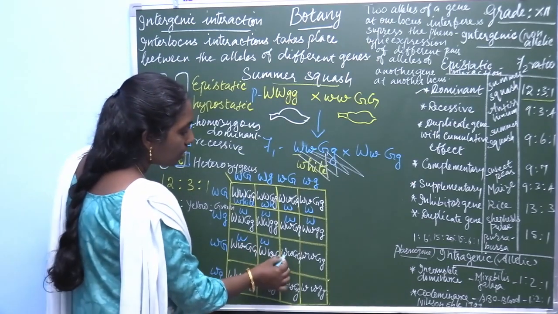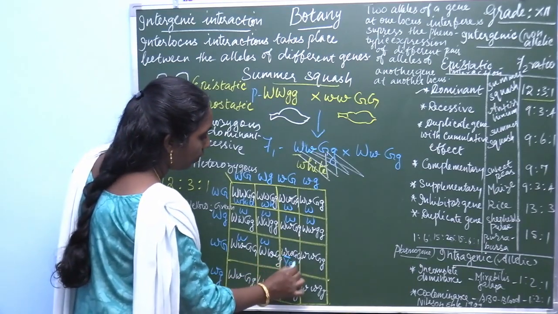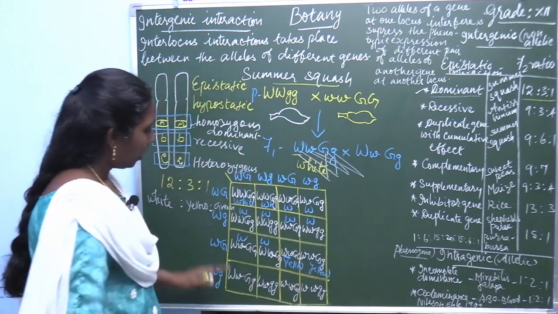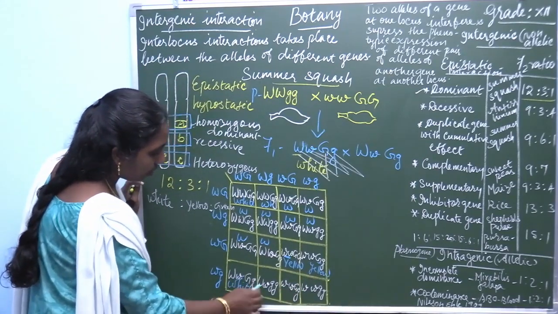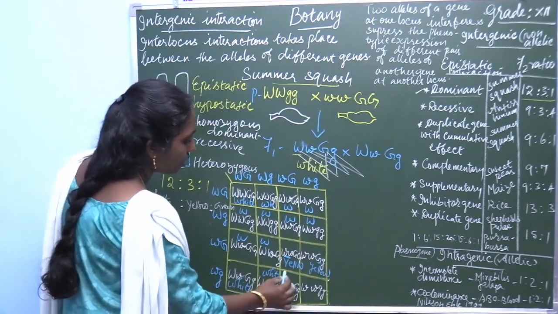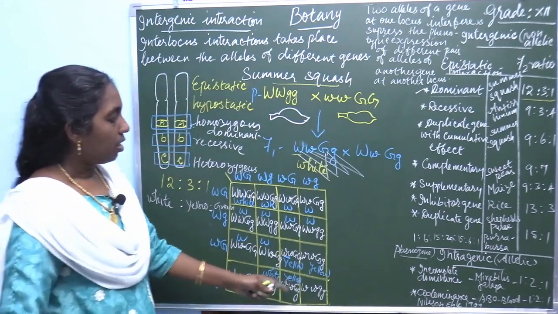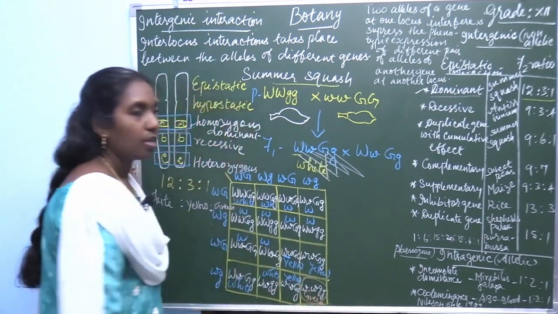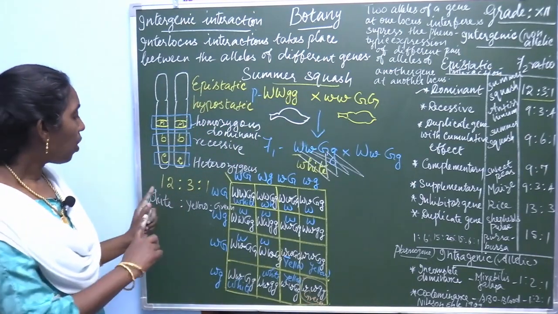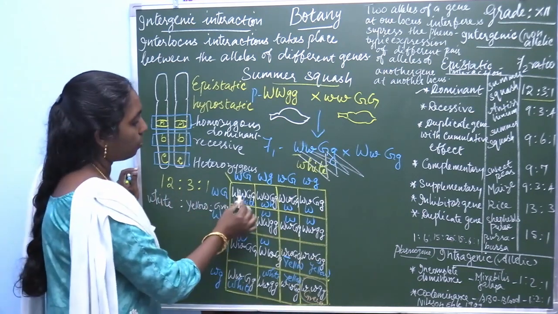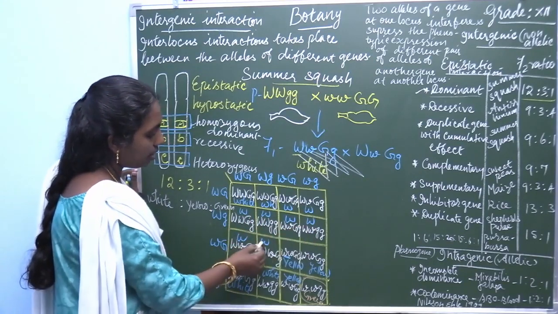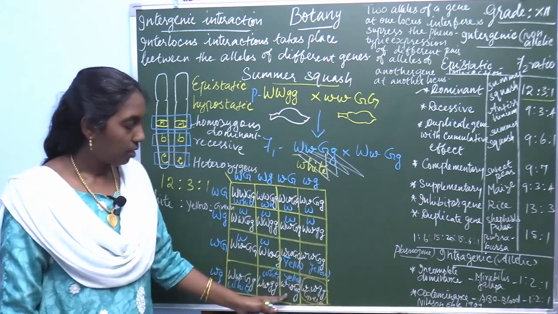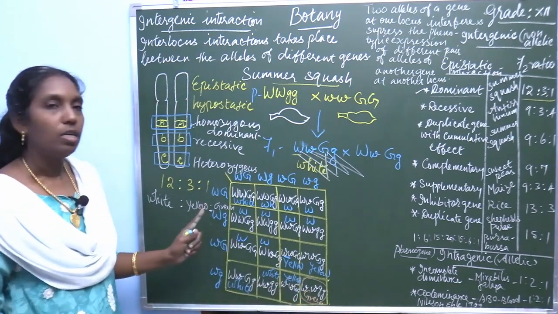Here there is no capital W, this is small w, so it expresses color. Capital G is there, so it expresses yellow color. Here capital W is there, so white. Here capital G, so yellow. And the last one, small w, small g, shows green color. See, there are 12 white out of these 16: 1, 2, 3, 4, 5, 6, 7, 8, 9, 10, 11, 12. So 12 white to 3 yellow, 1, 2, 3, to 1 green.